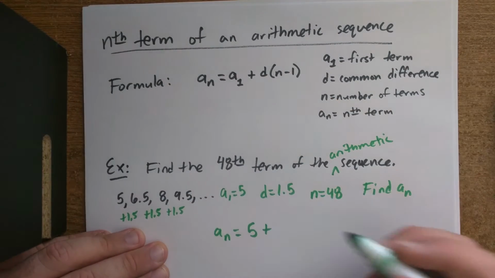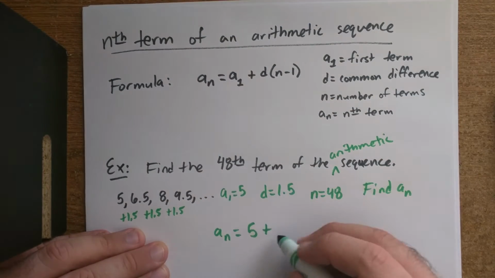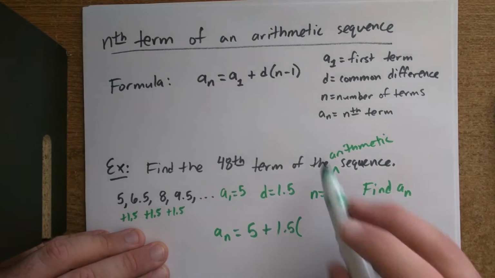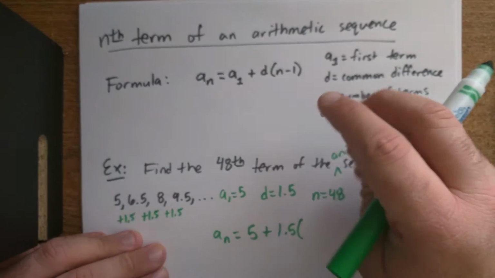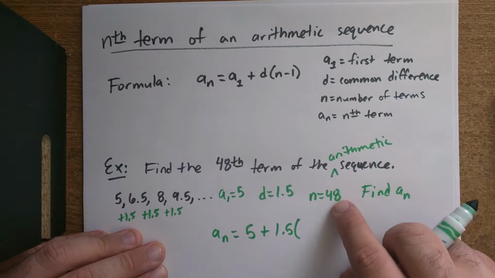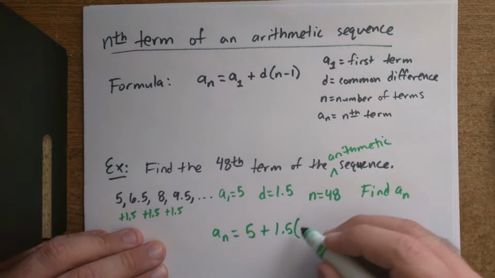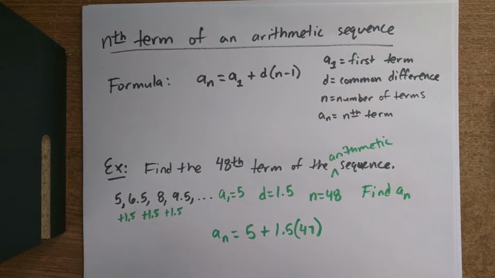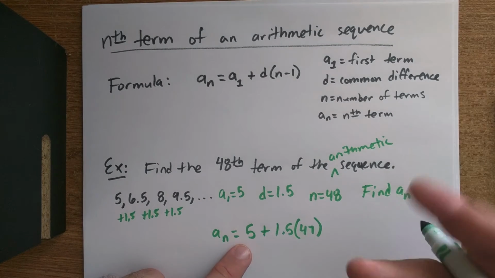Bring down the plus sign. D is 1.5. And then I have n minus 1. Now, if you can do a little mental math here, you know that n minus 1, in this case, would be 48 minus 1, which is what number? That'd be 47. All right, this looks very simple. All you have to do now is just calculate what this is. Remember to follow your order of operations.